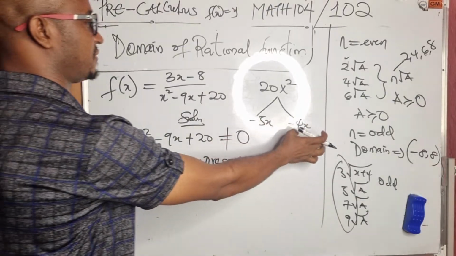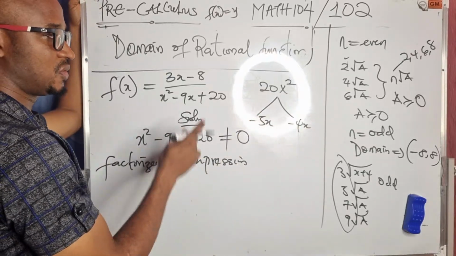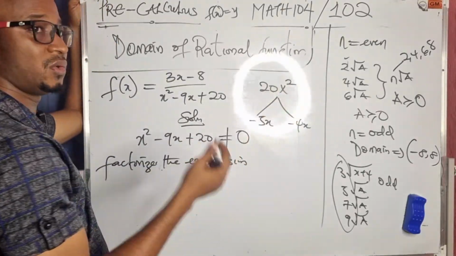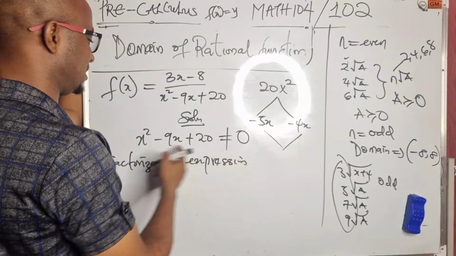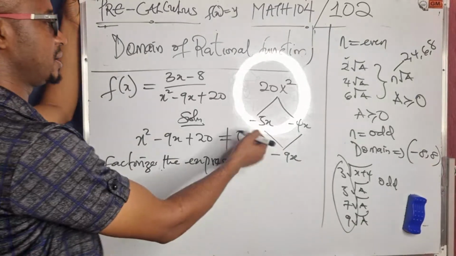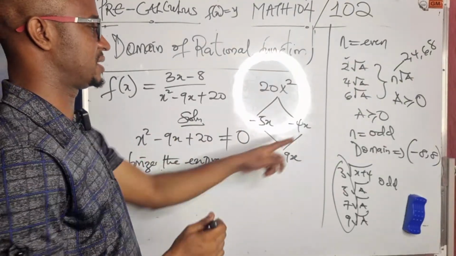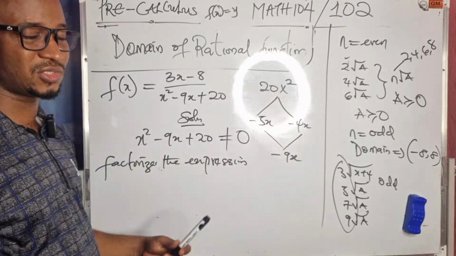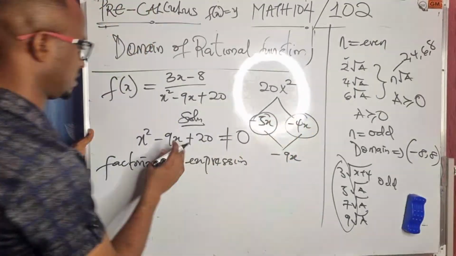Minus 5x times minus 4x is 20x squared. Minus 5x minus 4x is what? Minus 9x. Two numbers, when you multiply them, the result must give us 20x squared, which is the product of the first and last term. But when you add them together, the result must give us the middle number here, which is what? Minus 9x. So those two numbers are simply minus 5x minus 4x. Let's take that again. Minus 5x minus 4x is minus 9x. Minus 5x times minus 4x is what? Plus 20x squared. So I'm going to replace the middle term now with those two numbers.